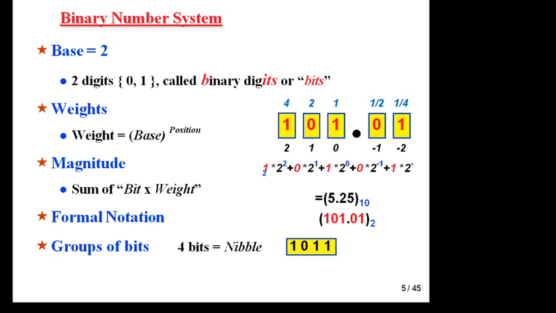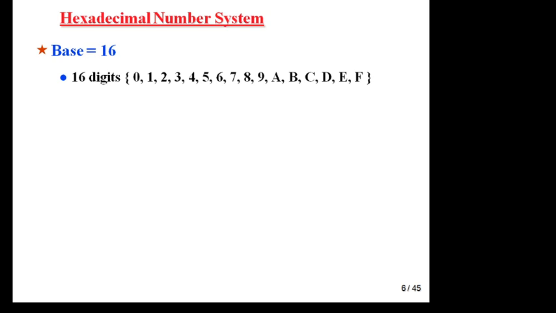And again there is one important term, nibble. What is nibble? It is a group of 4 bits. For example 1011, there are 4 bits. Group of 4 bits is called nibble, and group of 8 bits is called byte. In a byte there are 8 bits, or you can say 1 byte equals 2 nibbles.